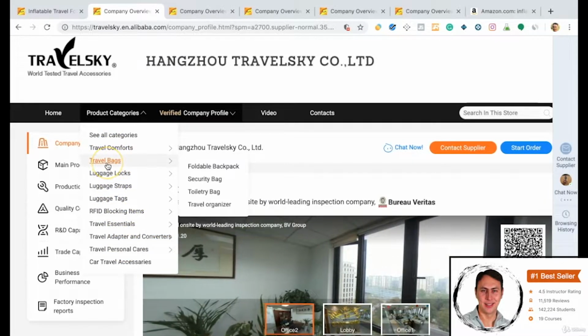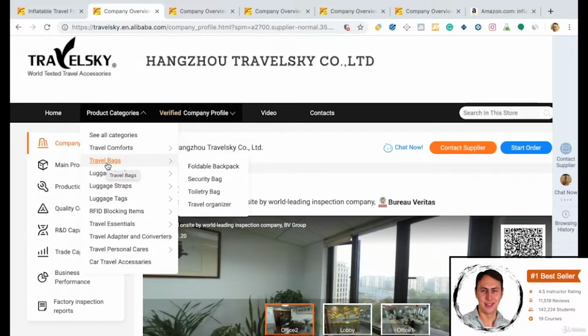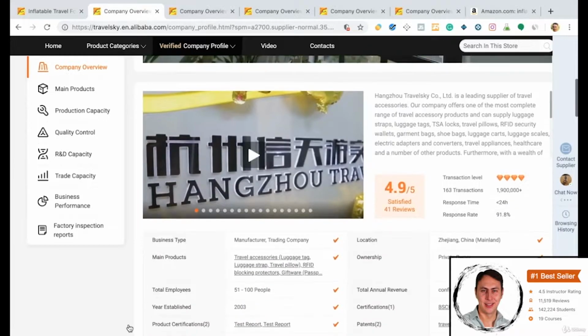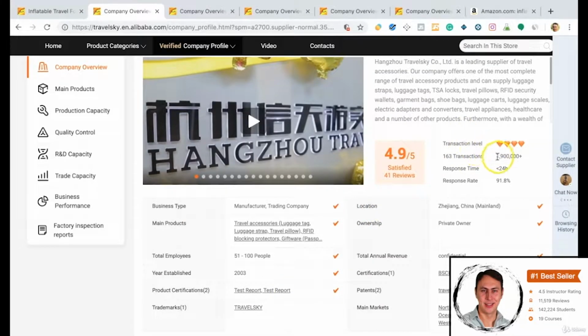Let's go down a little on the page. What we are looking at firstly is the high transaction level. Here is the feedback section. You can read them as well. If there is any problem, somebody might have written it down in the feedback section.